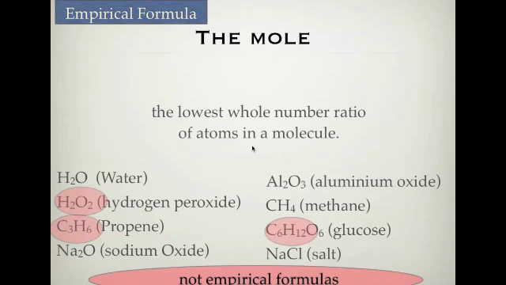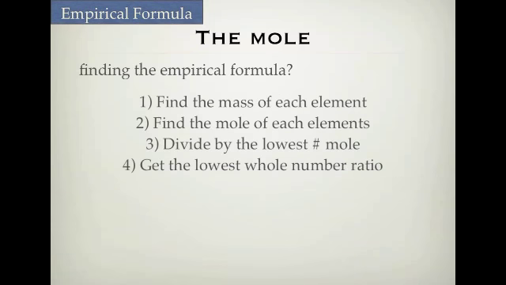How do we find the empirical formula? Well, I can go through some hoopla about it, but I'll just give you the basic idea. The method is this. Finding the empirical formula. It's a 4-step process. 1, you need to find the mass of each element. 2, you need to find the mole of each element. 3, you divide through by the lowest number of mole, and then 4, you'll work out what the lowest whole number ratio is for those elements there.